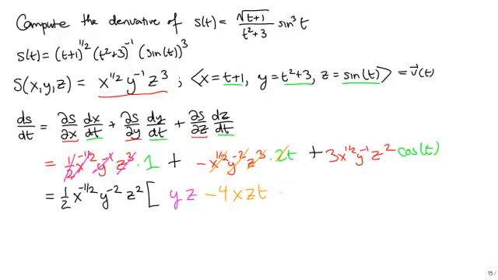And finally, in this last piece, if I pull a 1/2 out of a 3, that leaves me with a 6. I pulled x to the -1/2 out. That's going to leave an x to the whole power. We pulled y to the -2 out, which is going to leave a y to the whole power. We pulled z squared out, and we're going to have a cosine of t left over. And so there's the derivative according to the multivariable chain rule.